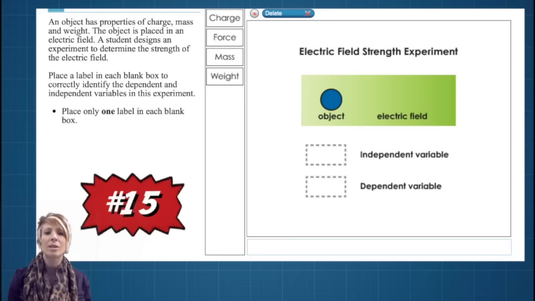Let's look back up and see what this experiment is again to remind us. A student designs an experiment to determine the strength of the electric field. So we want to know what is the strength of the field. And we're going to change some things in order to measure this. Are we going to change the charge of that object? Are we going to change the force of the object? Are we going to change the mass of the object? Or are we going to change the weight of the object? What would we change? And then, that would be your independent variable. And then what will we measure? That will be the dependent variable. Take a minute to answer this, and then let's go on to the next question.